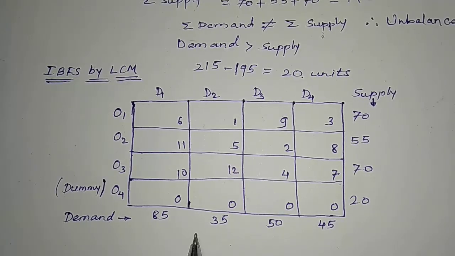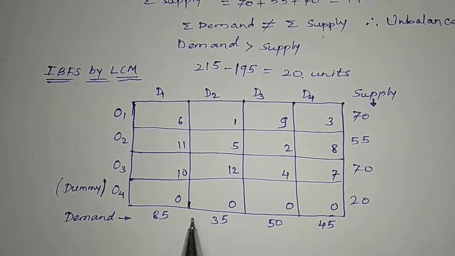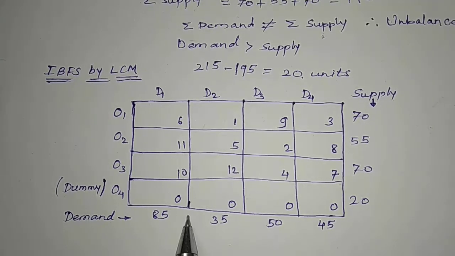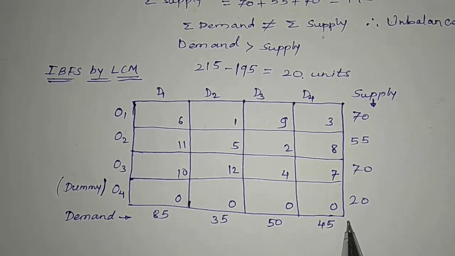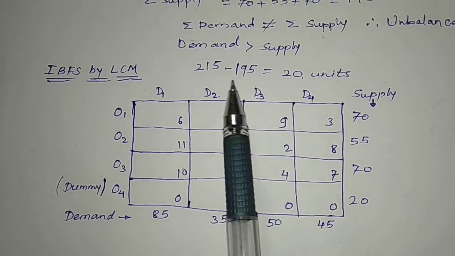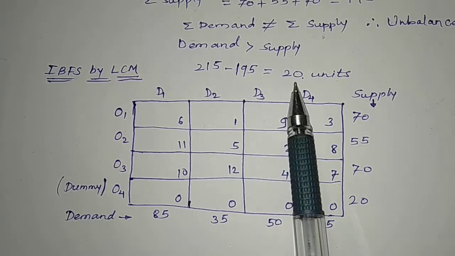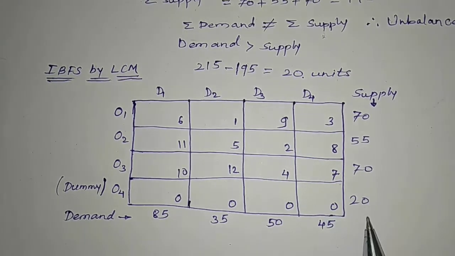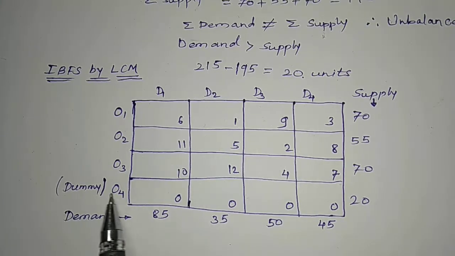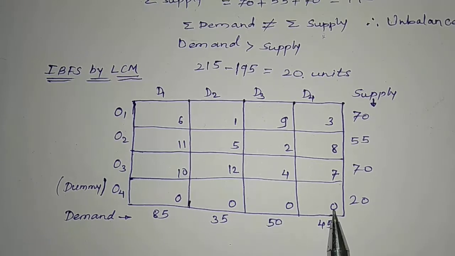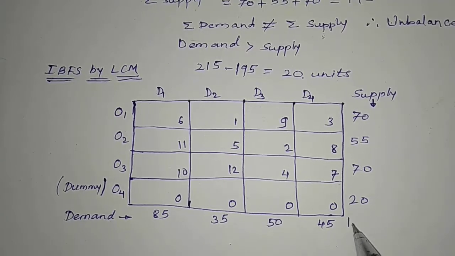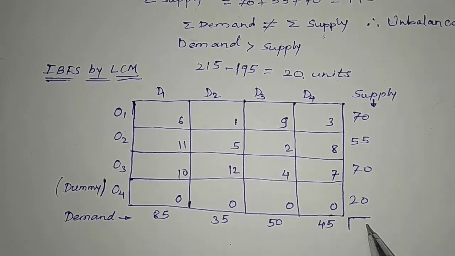Friends, I have written the above unbalanced transportation problem as a balanced one. Here, if we observe the demand and supply, the demand is greater than supply. So how much is the supply less? Here 20 units. So I have added a supply of 20 units for a dummy origin, where I have written its unit transportation costs as 0 everywhere. Now if you observe the total supplies and demand, it comes to 215.